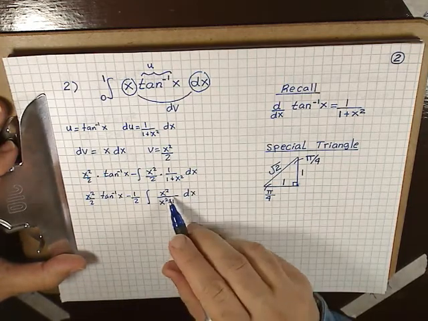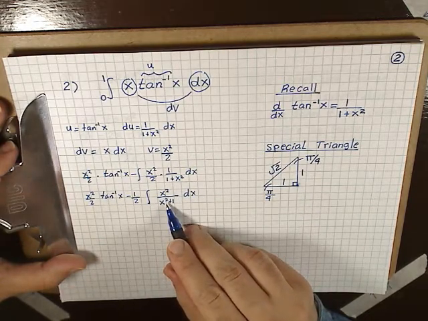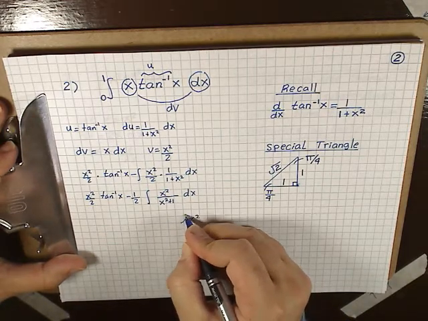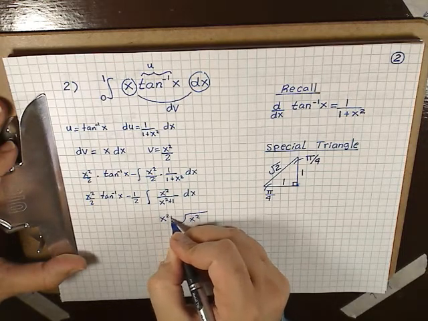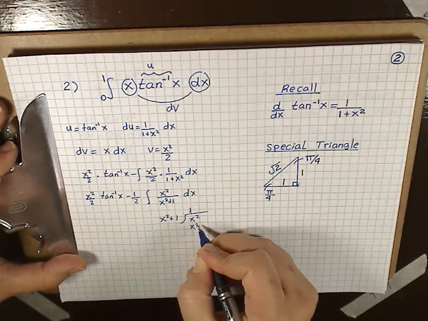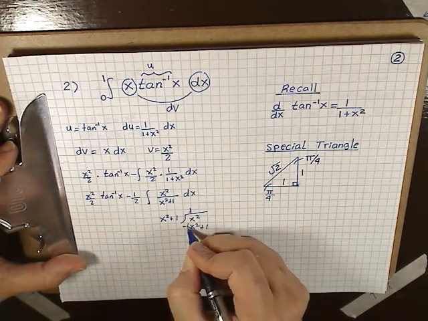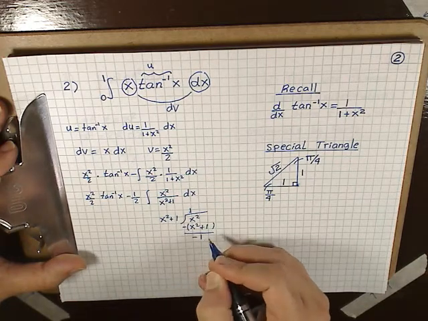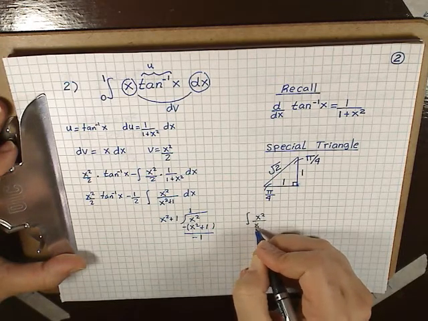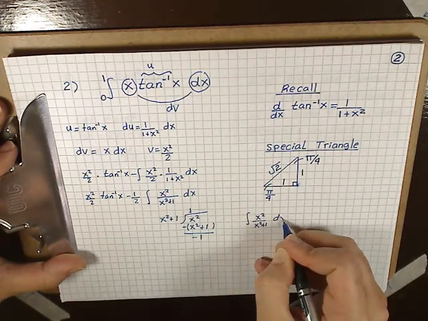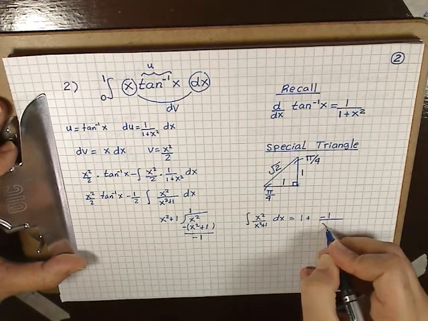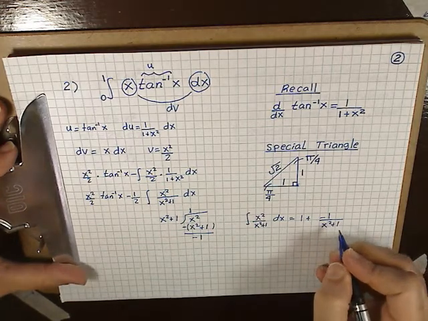Now notice that the degree of the numerator is equal to the degree of the denominator. In this case we have to do long division. So x squared divided by x squared plus 1. x squared goes into x squared one time. 1 times x squared is x squared. 1 times 1 is 1. Subtract, negative 1 remainder. So we can write the integral of x squared over x squared plus 1 dx as 1 plus negative 1 divided by x squared plus 1. So let's put that in.